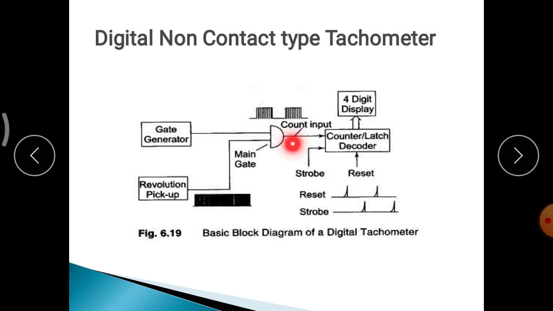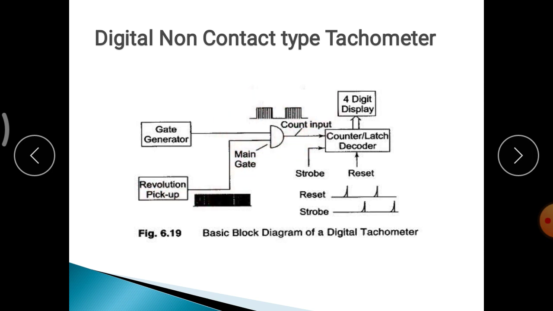See, here there is a gate. The gate generator gives an on-time period, and the revolution pickup is nothing but a light rays sensor, that is a photo sensor. One revolution gives one electrical pulse, the second revolution gives a second electrical pulse, and like that continuous pulses are given by your photo sensor, the photo detector, and fed to the gate section.